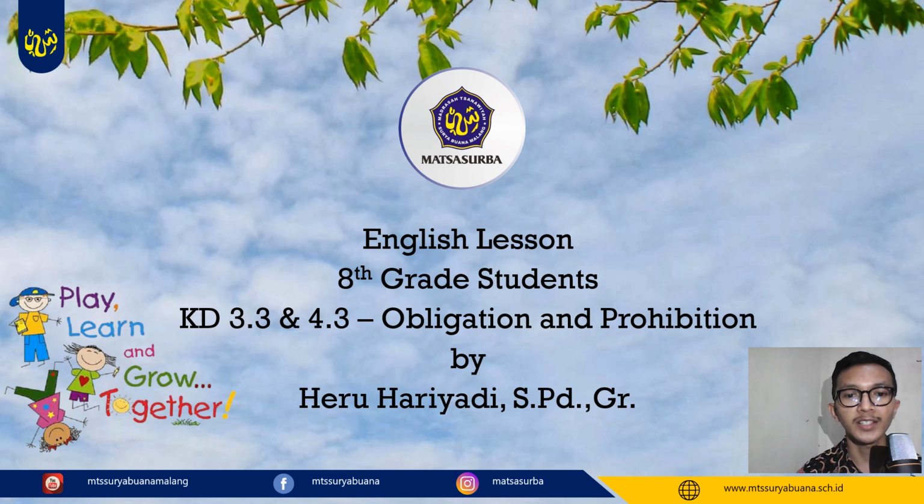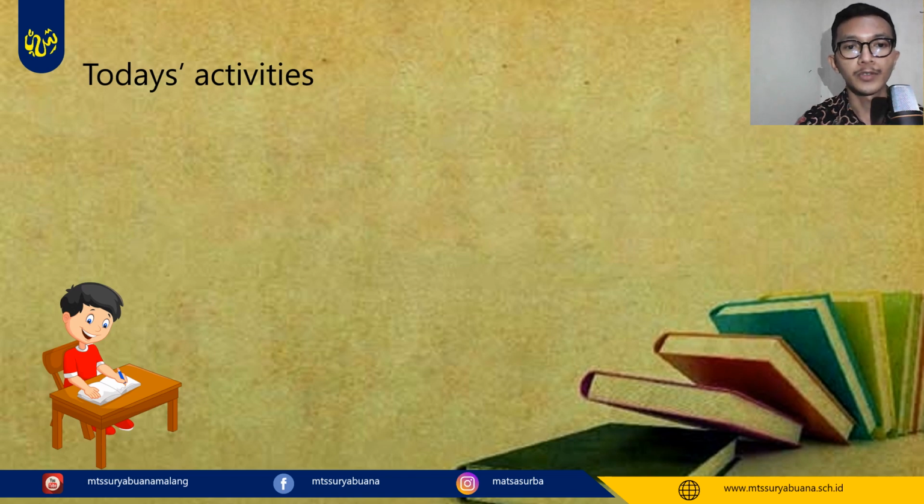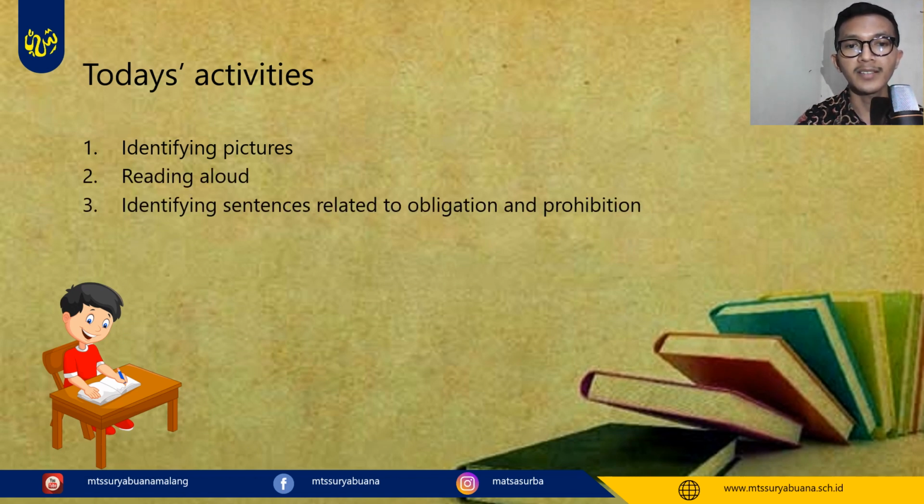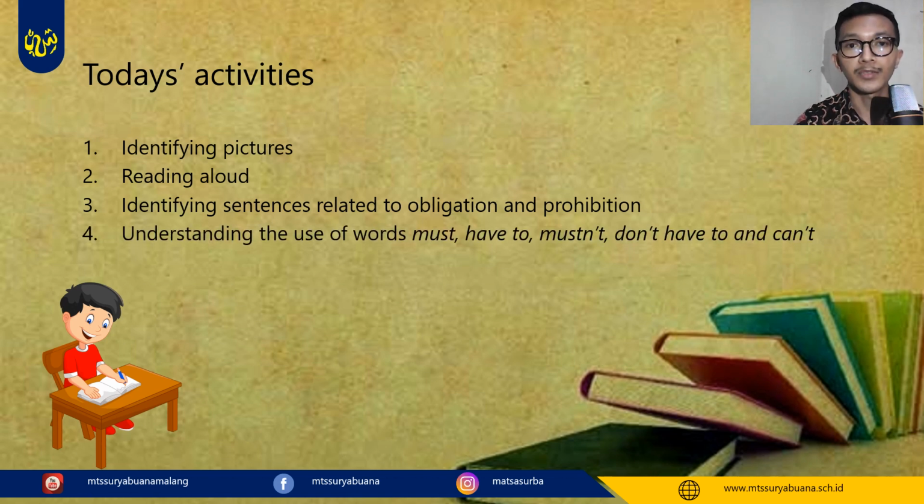In this occasion, I would like to explain the materials for 8th grade students entitled Obligation and Prohibition. This is already written in Basic Competence 3.3 and 4.3. Today's activities are identifying pictures, reading aloud, identifying sentences related to obligations and prohibition, and understanding the use of the words must, have to, mustn't, don't have to, and can't.